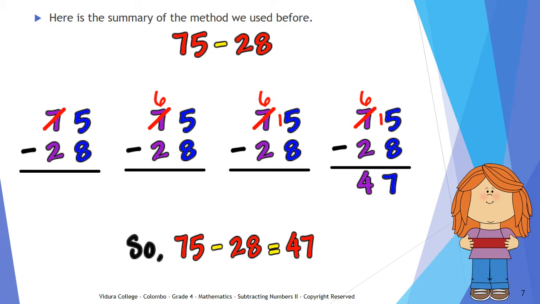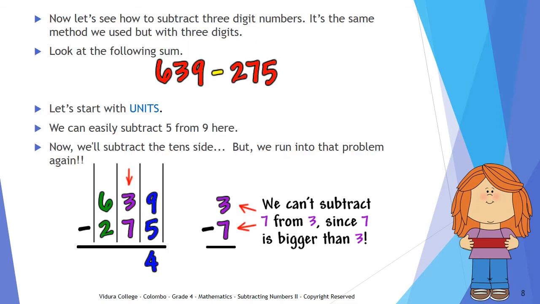Then you have to subtract 2 from 6. What is the answer? Yes, it is 4. So, answer for 75 minus 28 is 47. Well done, my children. Now, let's see how to subtract 3-digit numbers. It's the same method we used but with 3 digits.